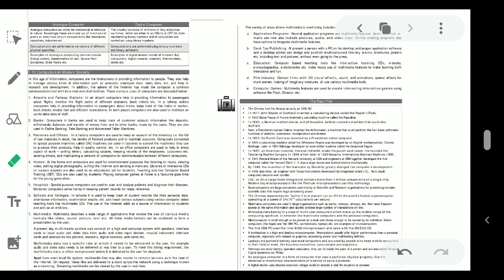So what are the applications in multimedia? Several application programs use multimedia features apart from text email. They can now also include pictures, audio, and video clips in online chat programs, like desktop publishing, which becomes known as DTP. At present, a person with a PC on his desktop and proper application software can print, design and publish multicolor literature, brochures, and posters, this kind of thing.